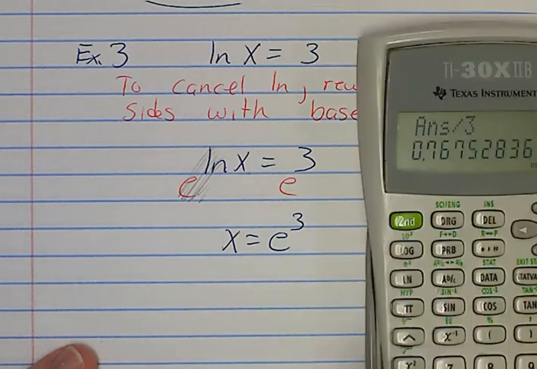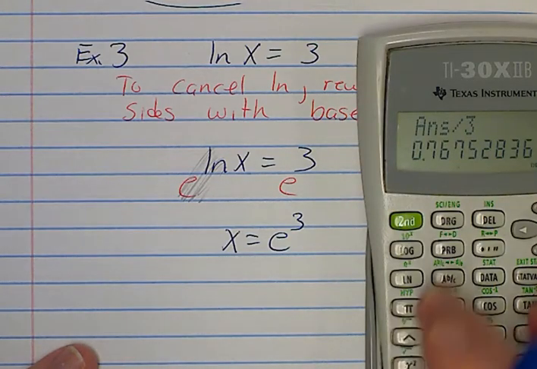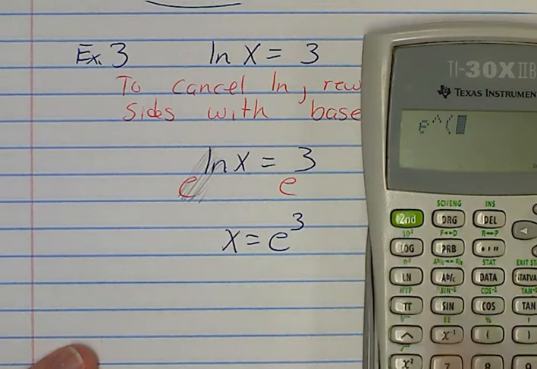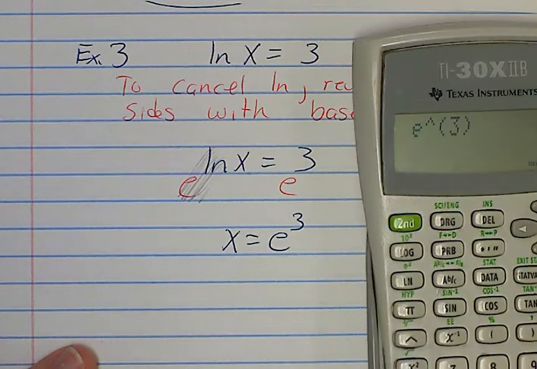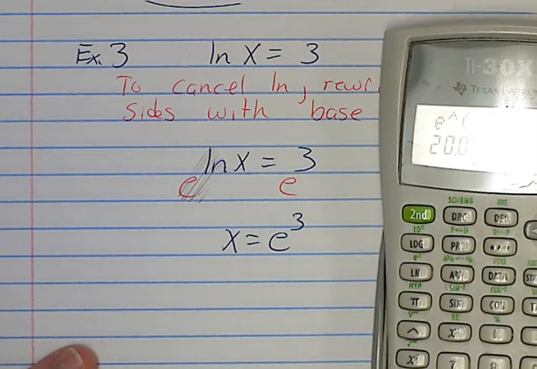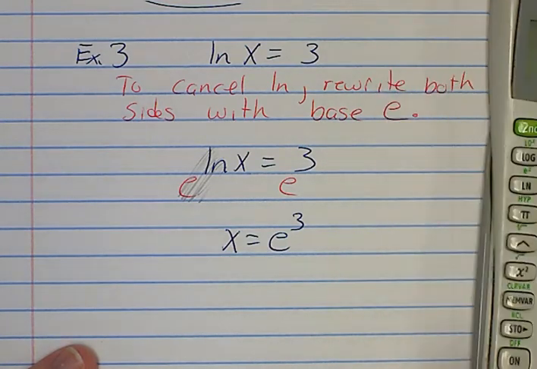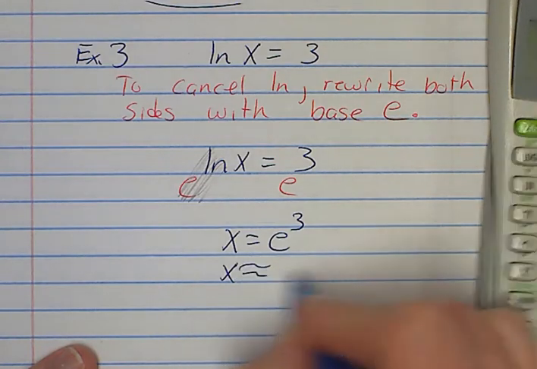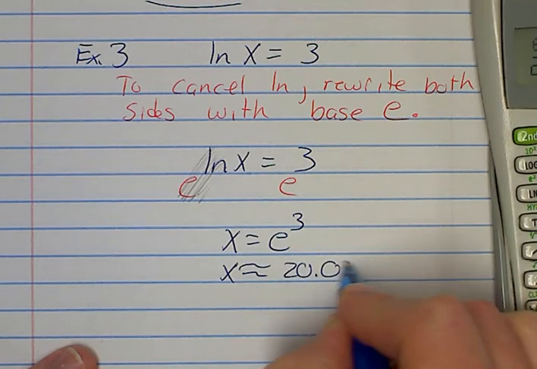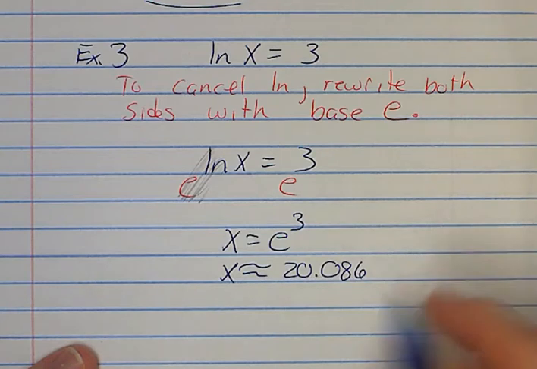Again, that would be your exact answer. If we plug that in, your e is back here behind the ln button. There's your e, put the 3rd power in. That is 20.086. Okay, so here's your exact answer, and here's your rounded off answer.